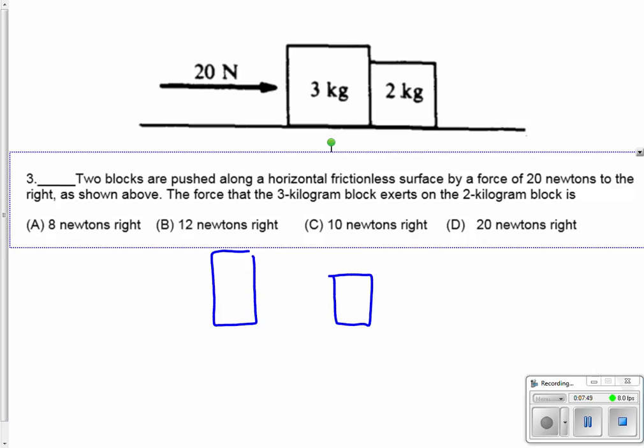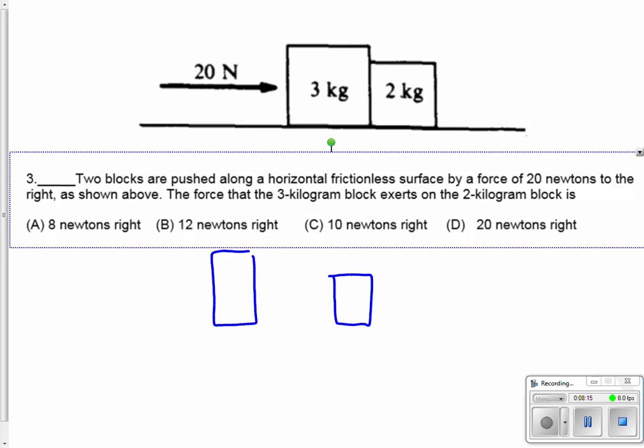3 and 2. Remember, the only force in this situation that can act on either one of these boxes without actually touching them is the force of the Earth's gravity, which acts through a field. And that doesn't even play a part in this problem. Again, this is a horizontal problem, so we don't have to worry about the vertical forces of gravity and normal force. They don't contribute to this problem.